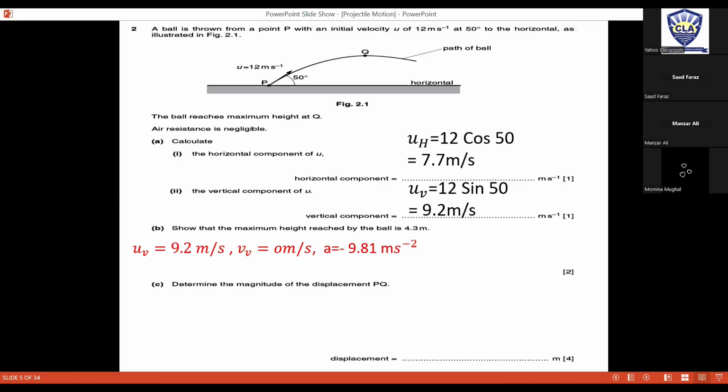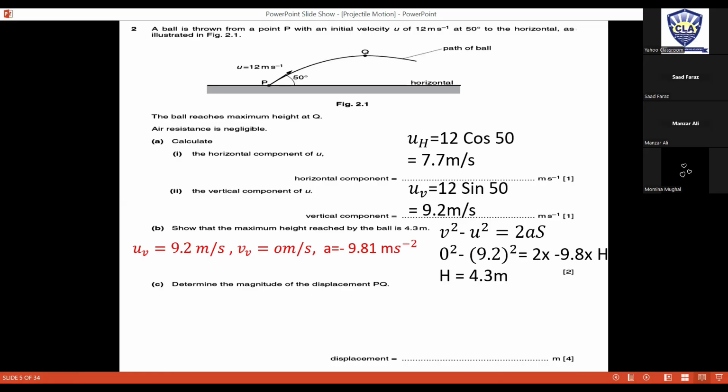So if we have this data and there is constant acceleration, we can use the formula v squared minus u squared is equal to 2as. 0 minus 9.2 squared is equal to 2 times minus 9.81 into s. s is your vertical height. So from here, vertical height comes out to be 4.3.